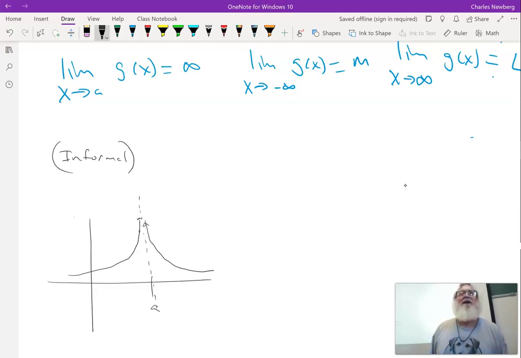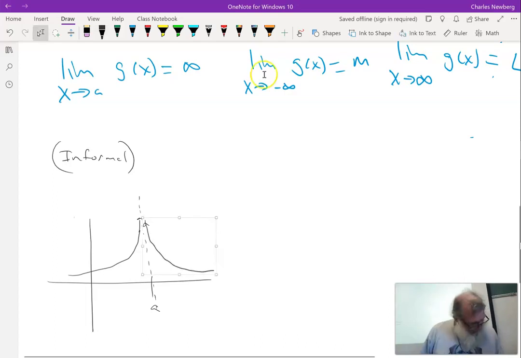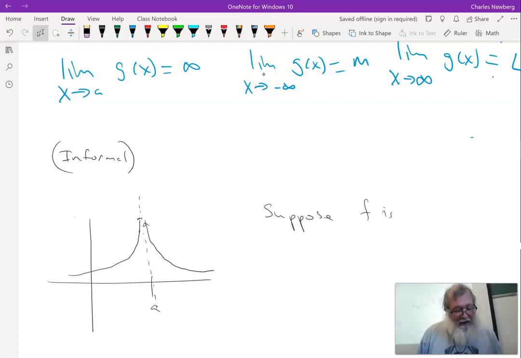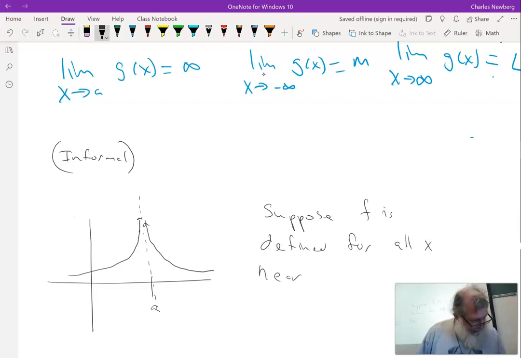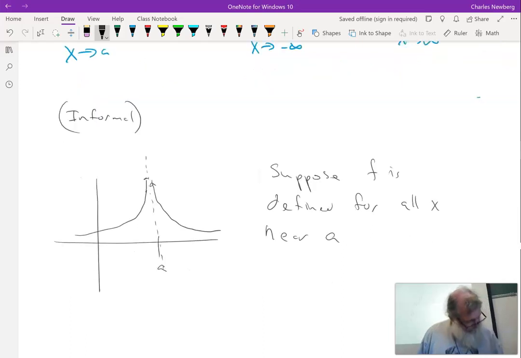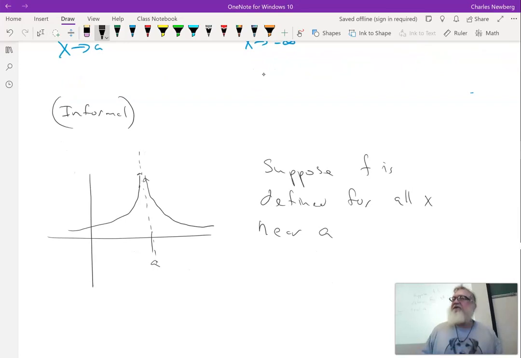Suppose f is defined for all x near a. So we have a function and it's defined near a. Now near is not a definite term. Mark's who we're missing. Mark's still close enough, he may feel he's not near to me, but I can get him with a spitball when I need to. So near is an arbitrary definition. That's why these are called informal definitions.